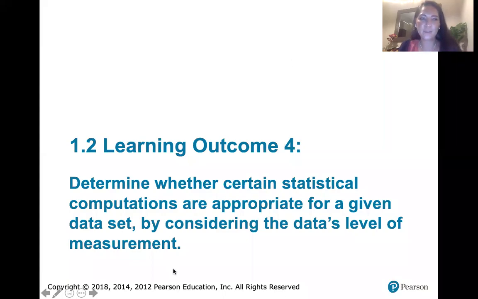In this video, we discuss learning outcome number 4. And this is basically about a data set's level of measurement. And this is important because it will allow us to determine which computations are appropriate for that data set.